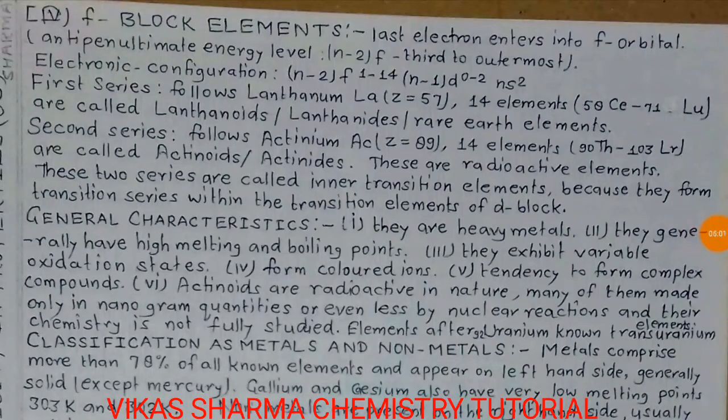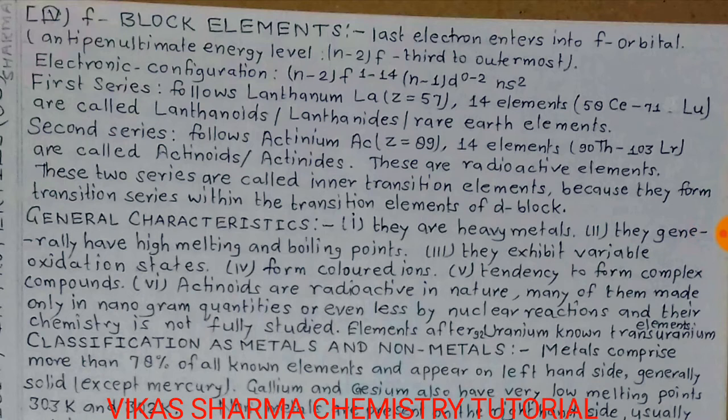Student, next is F block elements. The last electron enters the f orbital, in the antepenultimate energy level, meaning n minus 2, the third to outermost. The electronic configuration is (n-2)f1 to 14, (n-1)d0 to 2, ns2, meaning the s subshell is fully filled.